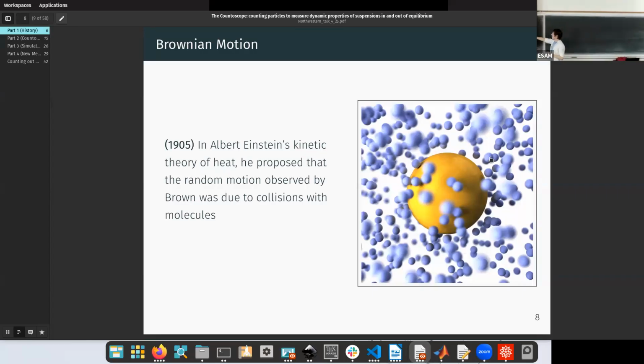By the way, it's worth noting this is a cartoon. These blue balls are water molecules. I actually rendered the real thing. It looks ridiculous. There's, I think, 10 to the 9 water molecules in a micrometer of water. So this is a cartoon. This is not what it looks like.